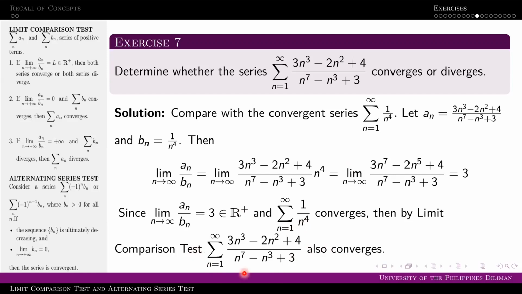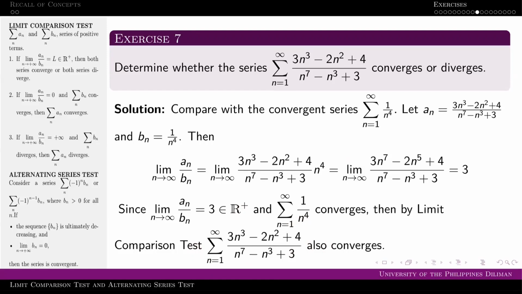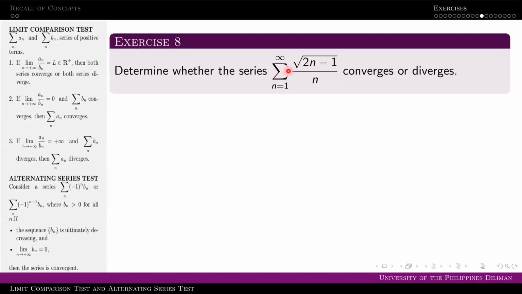Then we can conclude that our original series also converges. Okay? So in exercise 8, we are given the sum from 1 to infinity of square root of 2n minus 1 over n. So what series will we use for comparison? Well, you can apply the logic we used in exercise 7. I think square root of n would work, 1 over square root of n. So try that. But let's use 1 over n here so that it just cancels out.